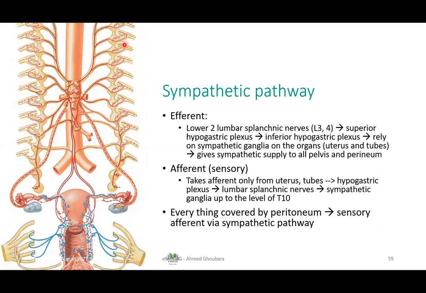Everything in the pelvis that is covered in peritoneum has sensory afferents via the sympathetic pathway. So part of the bladder, ovary, uterus except the lower segment and the cervix, the tubes. If there's inflammation or pain in any of these, the pain will be transmitted to the CNS via the hypogastric plexus, sympathetic pathway, L3, L4, all the way up to the level of T10. It will be referred pain to the level around the umbilicus. This is why spinal anesthesia and epidural anesthesia are very effective in blocking labor pain, because they block the spinal sensation to the level of T10.